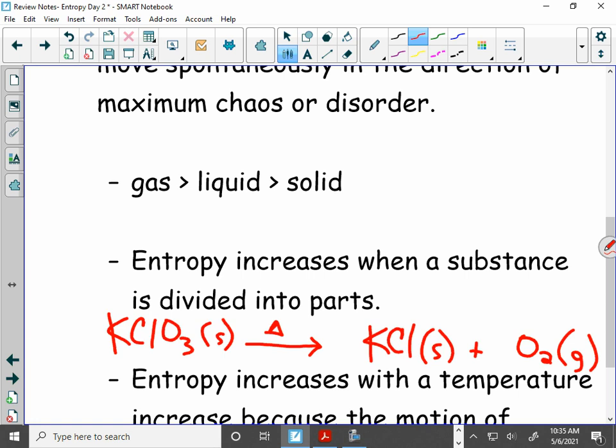Now looking at this, that's not balanced, so I need to balance this. So let me get this balanced real quick. So now I have this equation balanced. A nice little decomposition equation. We did this in the lab.